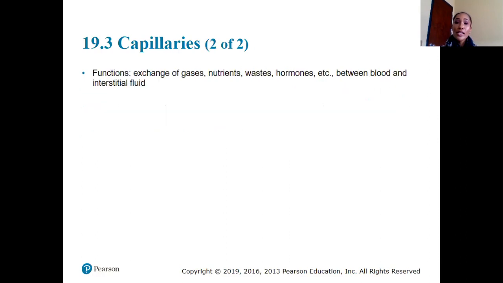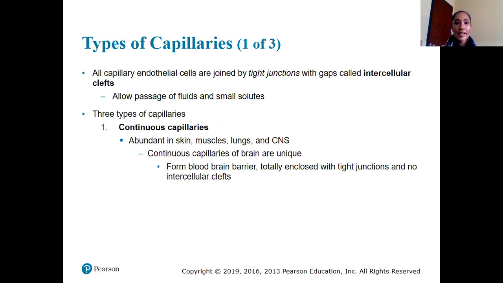In terms of functions, capillaries are going to function in gas exchange, so the depositing of oxygen, picking up of CO2. They're going to function in exchanging nutrients, waste, hormones, anything that's going to be exchanged between blood and interstitial fluid and the tissue is going to occur through the capillaries. So we have different types of capillaries based on what we need for them to do.